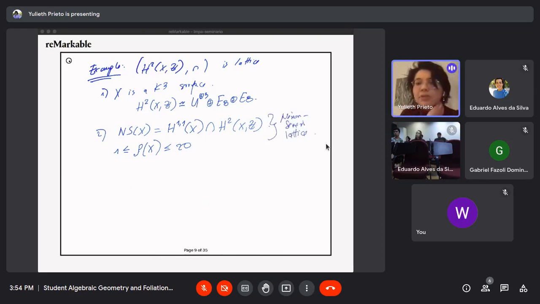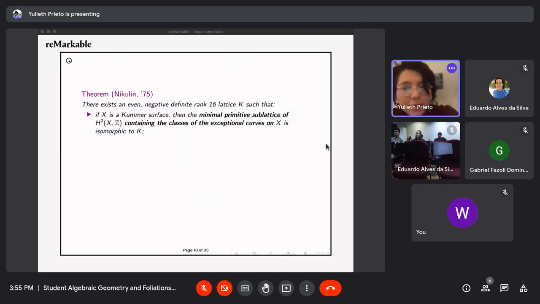The first person who tried to resolve the question of when a K3 surface is a Kummer or not, at the level of lattices, was Nikulin. Nikulin said that there exists a lattice, a Z-module of finite rank. Moreover, the rank is 16, and it's negative definite. Negative means that the product of each element here with itself is negative.